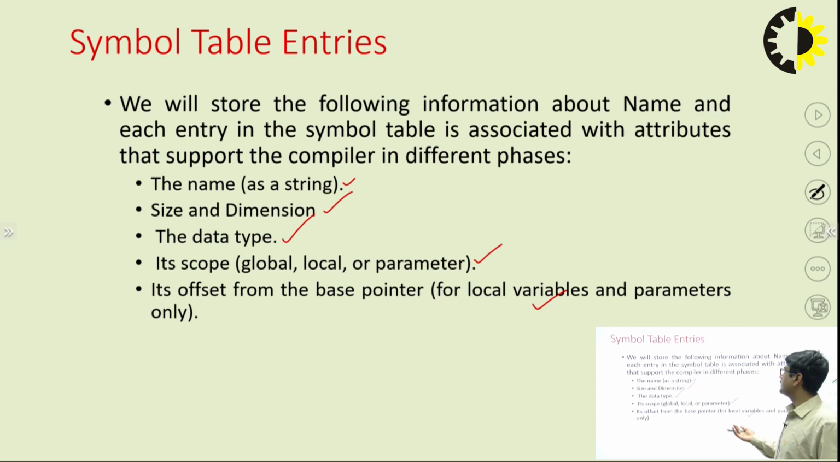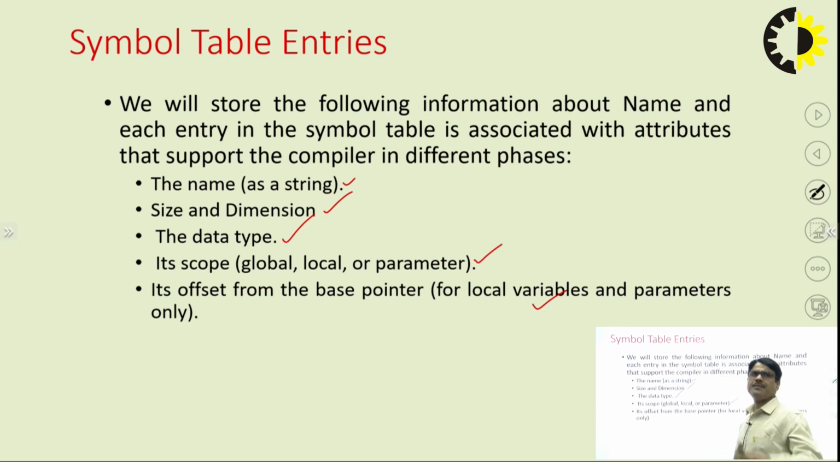These are the information related with this variable, because the name is there, its size and dimension is there, the data type is there, its scope is there, either it is a global variable, a local variable or a parameter variable, because it is a part of the procedure, then maybe it is a parameter, and then its offset from the base pointer, for local variables and parameters only, where different variables are defined in a particular procedure.